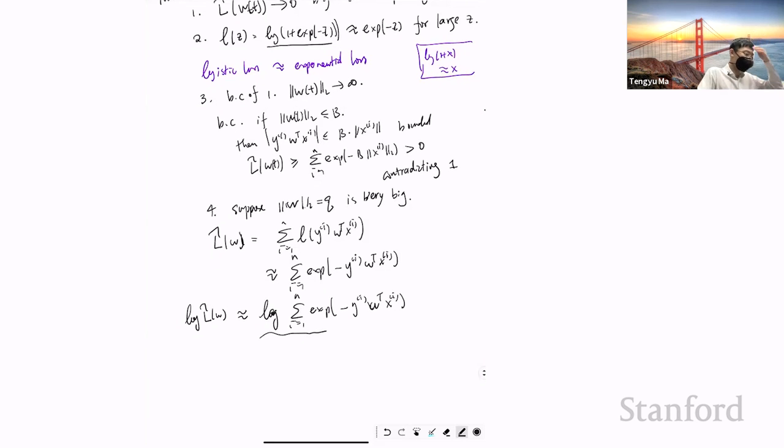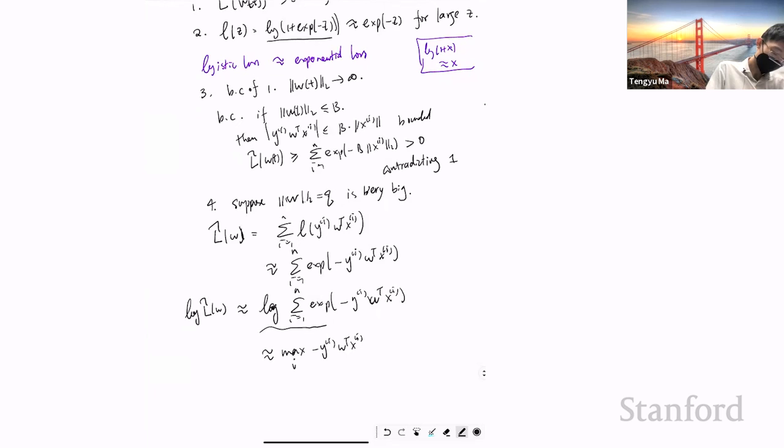I'm not sure whether this will ring a bell for some of you. So this is basically softmax. I'm going to claim that this log sum exponential is close to the max of this, minus this.